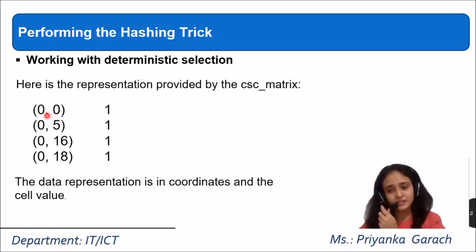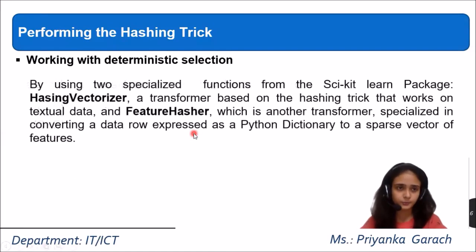So 0 means the row. In my vector I have only one row. So the x-axis of the coordinate is 0 for everything, and the y-axis shows me the column number. We have seen in TF-IDF that if we have three different documents, then for the first document the index position is 0, for the second 1, and for the third 2. Over here I have only one row, so I have index position 0 for the x coordinate. So the data representation is in coordinates and the cell value.